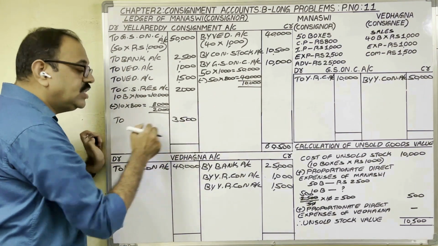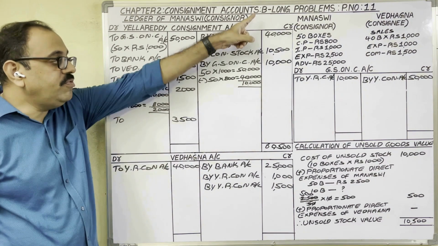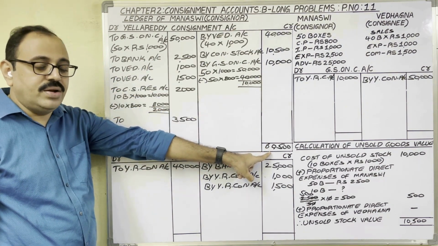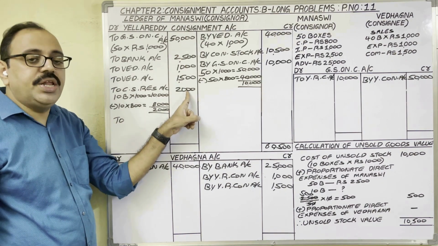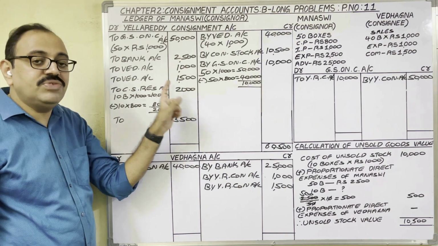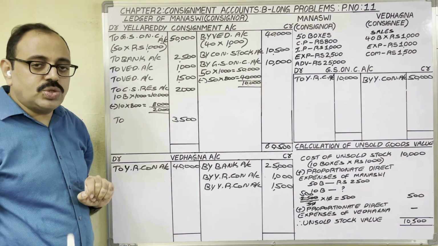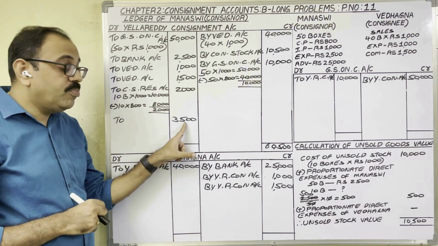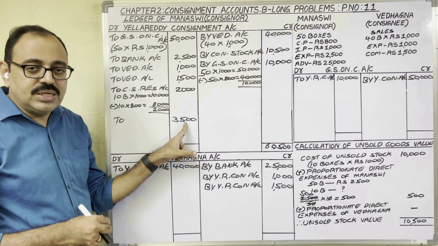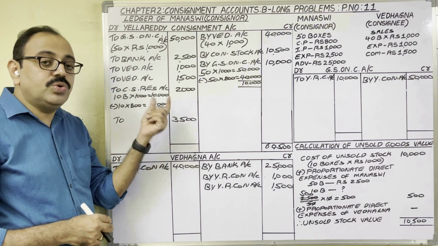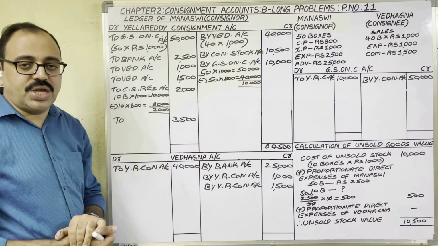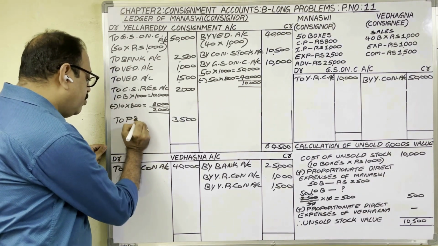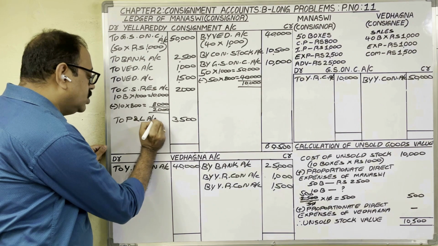What is the meaning of this answer? Credit side we wrote income. Income total is 60,500. Debit side we wrote expenditure. Expenditure total is 57,000 rupees. So income is more than expenditure. Therefore the difference is profit in consignment business. And this profit we should transfer to profit and loss account. Therefore we should write to profit and loss account.